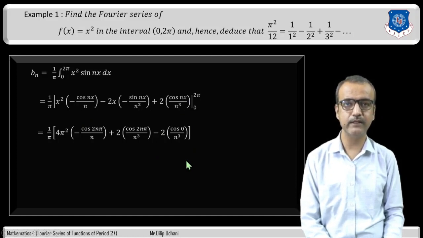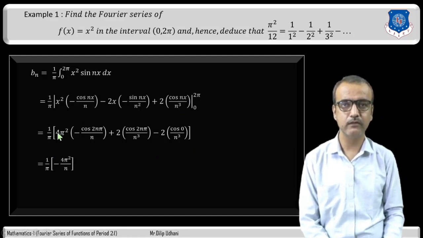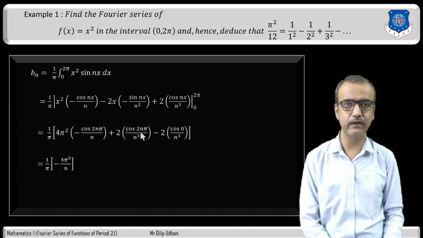Now we have to simplify this result. This is 1 over pi. The value of cos 2n pi is 1. So minus 1 into 4 pi square, so it is minus 4 pi square divided by n. The value of cos 2n pi is 1. 1 into 2, 2. This one will become 2 upon n cube.